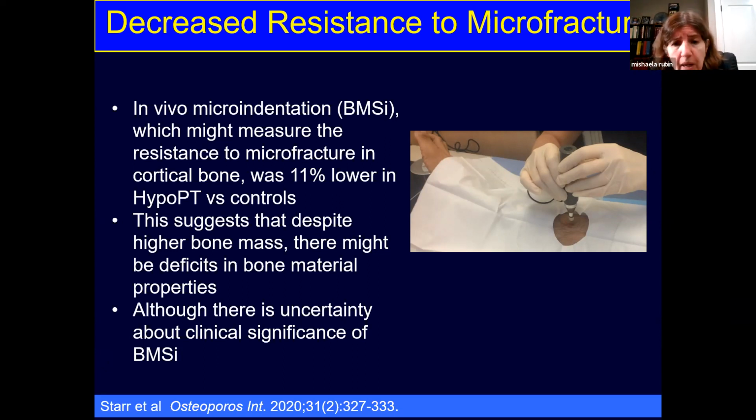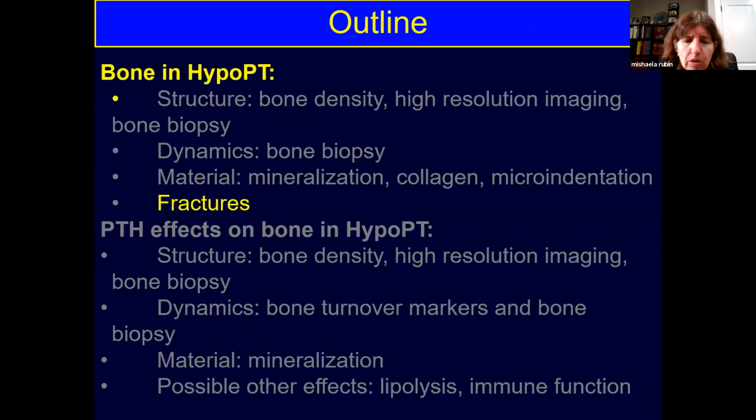And we found that in hypoparathyroid patients, the needle was able to sink in a little bit farther, 11% more than in non-hypoparathyroid patients, suggesting that maybe the bone material is weaker, even though the bone density is unusually high, and even though the bone is thicker, that maybe the material is weaker, as seen by allowing this probe to sink a little more into the bone. Although I have to say that there is still uncertainty about just how clinically meaningful this test is. So take this data with a grain of salt.